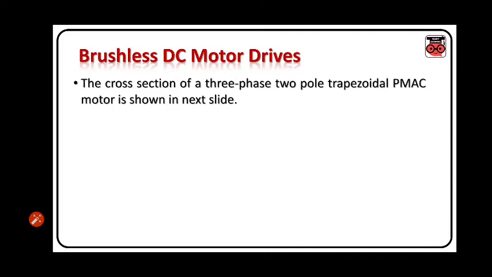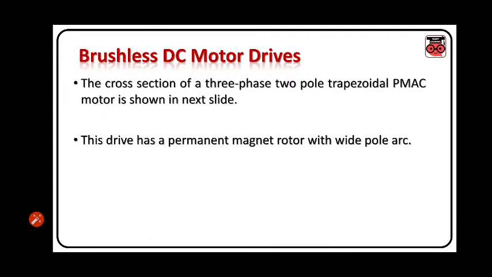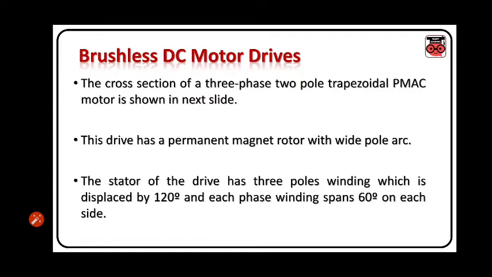The cross section of three-phase two-pole trapezoidal PMAC motor is shown in the next slide. This drive has a permanent magnet rotor with wide pole arc. The stator of the drive has three-phase winding which is displaced by 120 degree, and each phase winding spans 60 degree on each side.